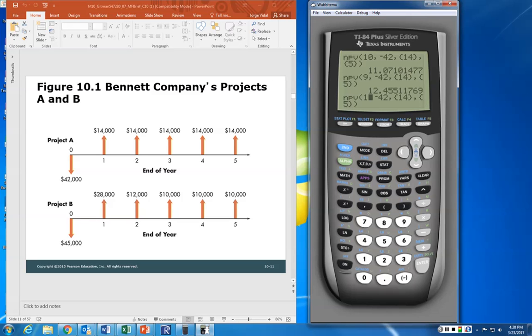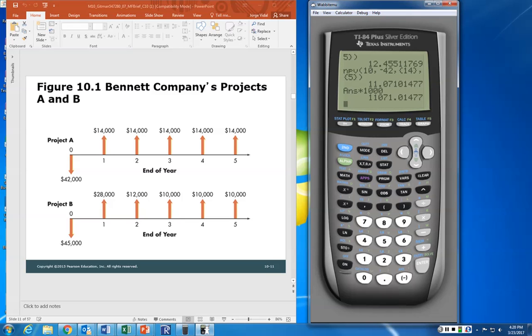Now when you type something, it's going to replace the old text, so you have to do second, insert, and then 0, and then enter, and then you have your NPV. Let me multiply this times 1,000. So the NPV is 11,071.